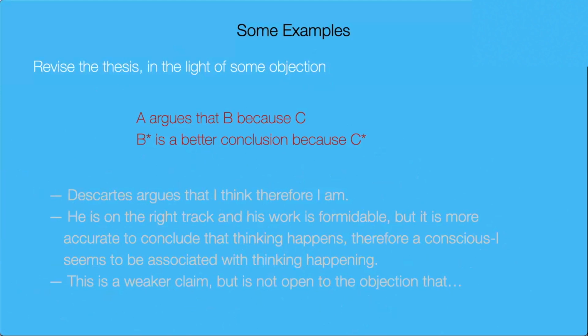His work is formidable, but it's slightly more accurate to conclude something like, thinking happens. Therefore, a conscious I seems to be associated with thinking happening. And so you've just made a little bit of a weaker claim, but maybe there is some challenge about the kind of rational subject that Descartes depends upon, and you want to avoid that challenge. And so you say, we can just revise this claim, soften it a bit, based on revised reasons.